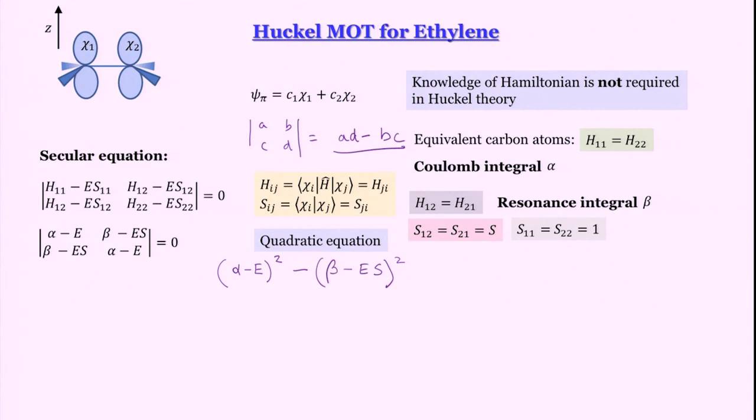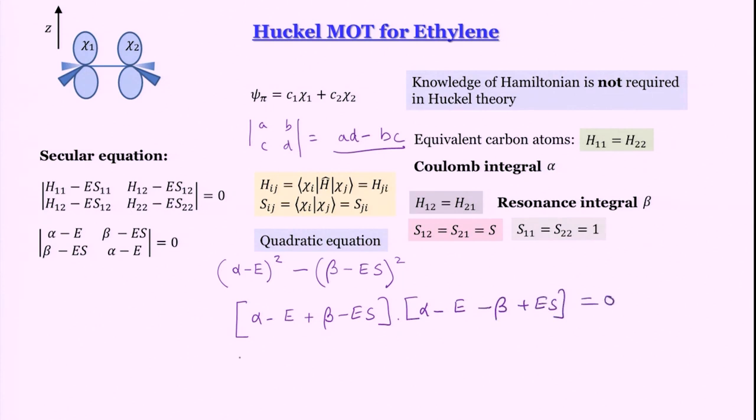Now, what kind of an equation is this? X square minus Y square. And what is X square minus Y square? It is X plus Y into X minus Y. Let me write it in this form. So, I get alpha minus E plus beta minus ES, multiplied by alpha minus E minus beta plus ES, is equal to 0.